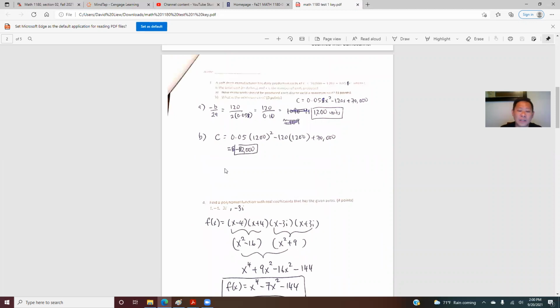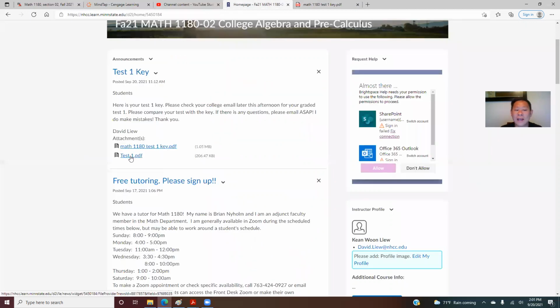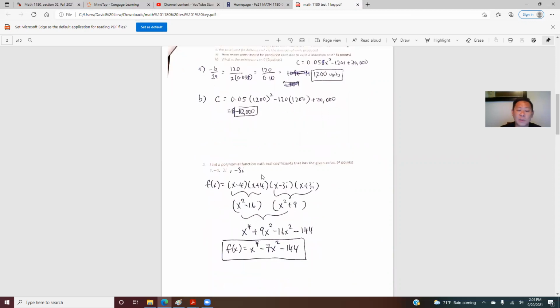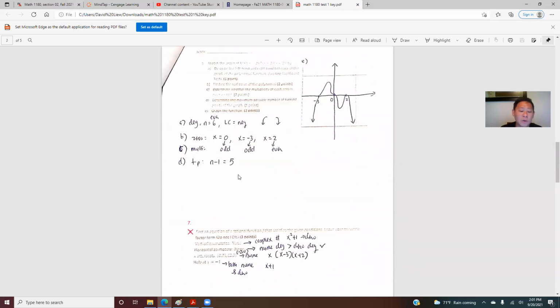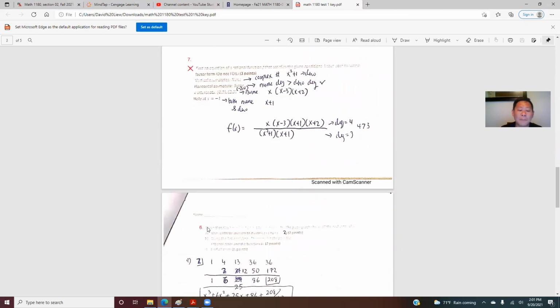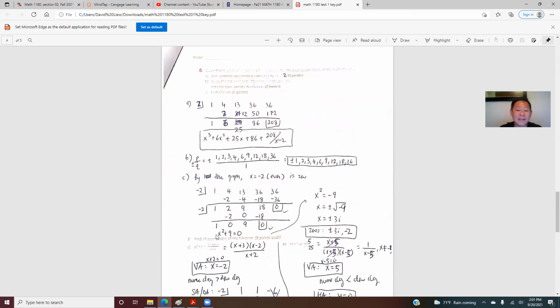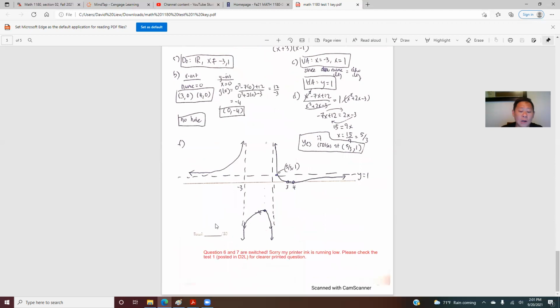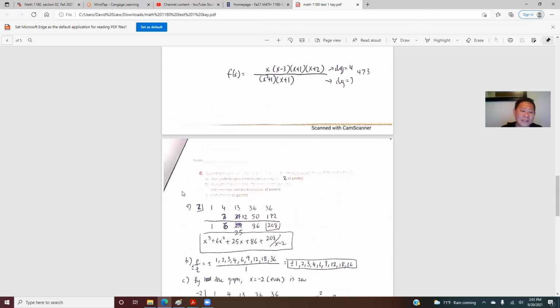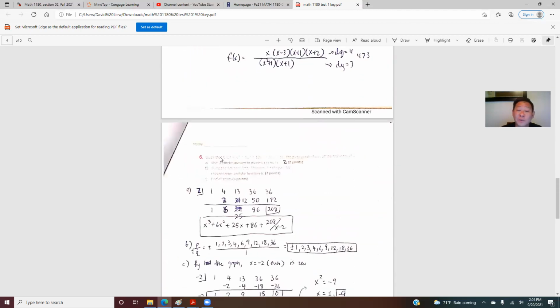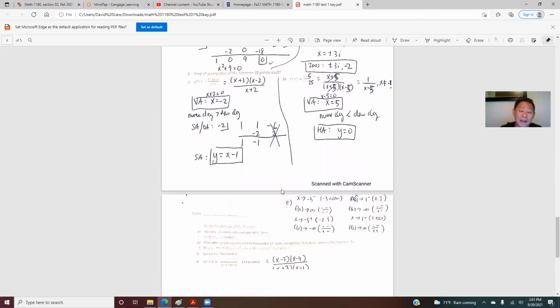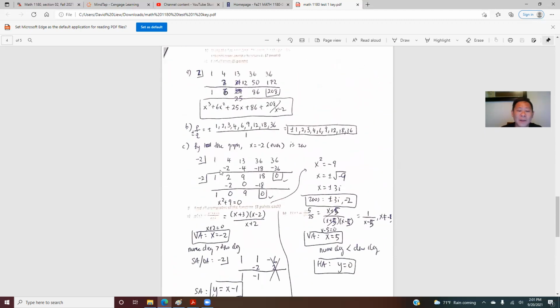If you can't read the questions, just download the test one PDF. This is the original test without the work and without the key. Please make sure you follow what's going on with it. The other thing is that my number 6 and number 7 are switched around. So this should be number 7 and this is number 6. That's the only difference here. The rest all looks the same. So only two things: 6 and 7 are switched around, and it's hard to read because my printer ink is running low.